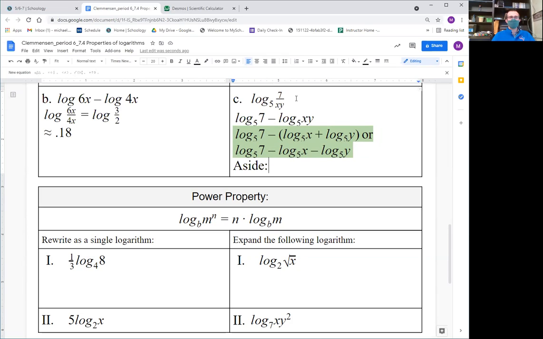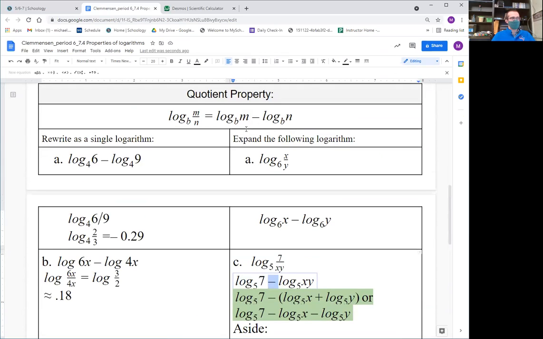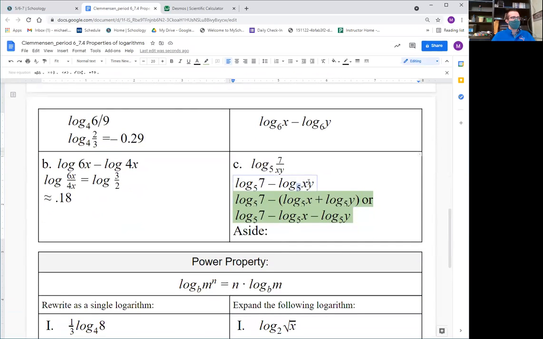So again, when I break this apart, I'm going to take it piece by piece. So I see that 7 divided by xy, that divided by symbol means that I'm going to break it up into a minus sign. All right. 7 minus xy. And that's because that same rule we had above, the quotient property right here, turns into a minus. Now I can break up this xy pairing into a x and a y with a plus sign in the middle because of my product property from above. We saw that from here.